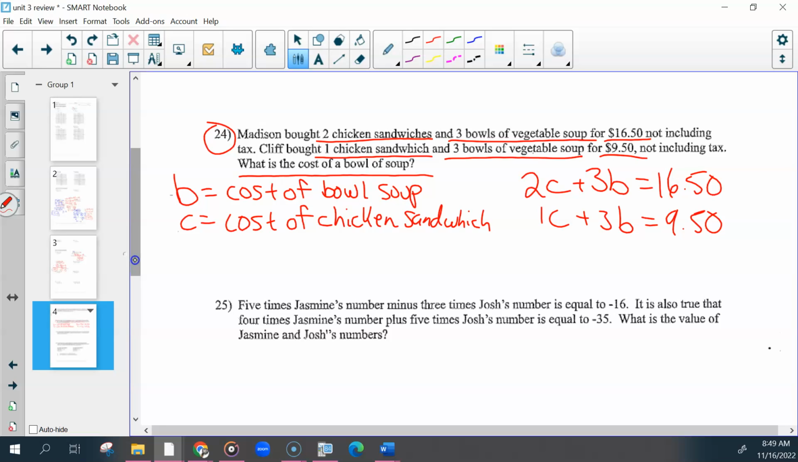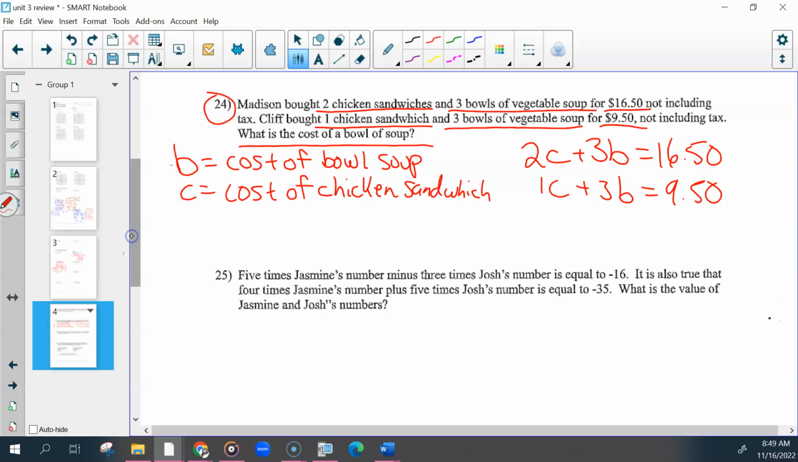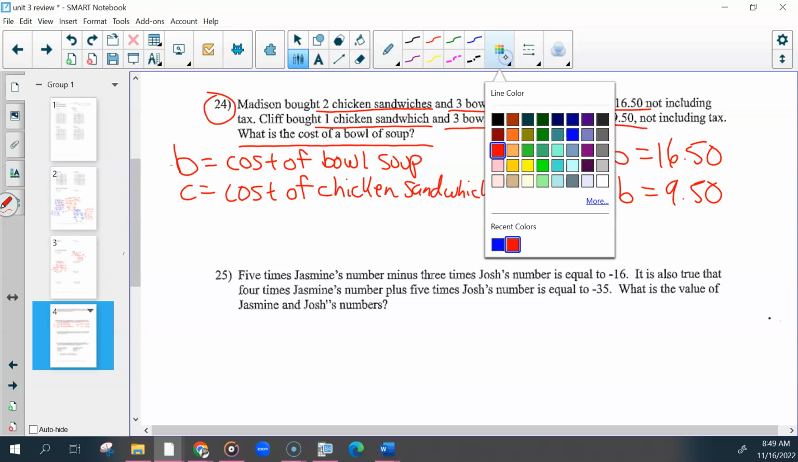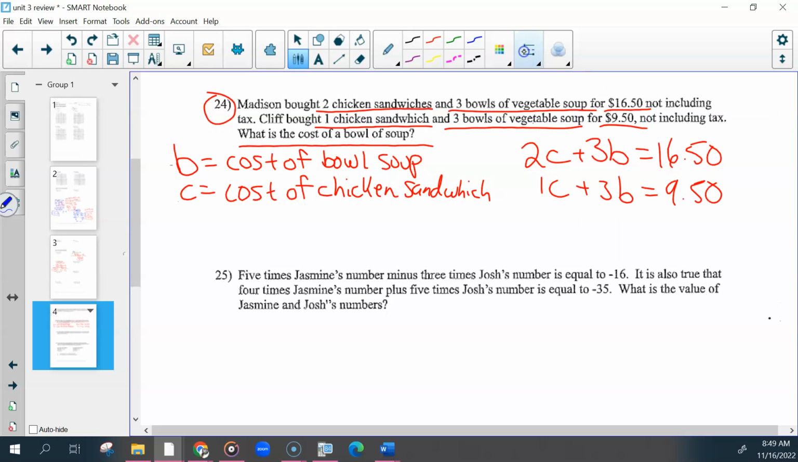After you set up your equations, you have choices. If you want to solve by graphing, go for it. Elimination, go for it. Substitution, go for it. Look and see which one best fits it. One might apply better than the others. Like this one, we have common coefficients, so elimination would be a better way to solve it than the other two. Because I could subtract. So this would just be C, these would cancel.